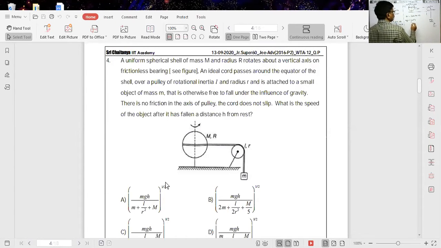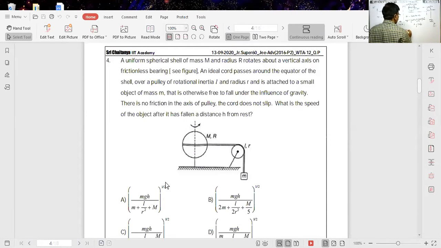Okay. Therefore, you see, half mv square is the translational kinetic energy, plus the rotational kinetic energy gained by this one, half I omega square. Half into the moment of inertia of the spherical shell about this axis, which is 2 by 3 m r square, into omega square of the spherical shell, plus half into the moment of inertia of this disk, given as capital I only, into omega of the disk square.